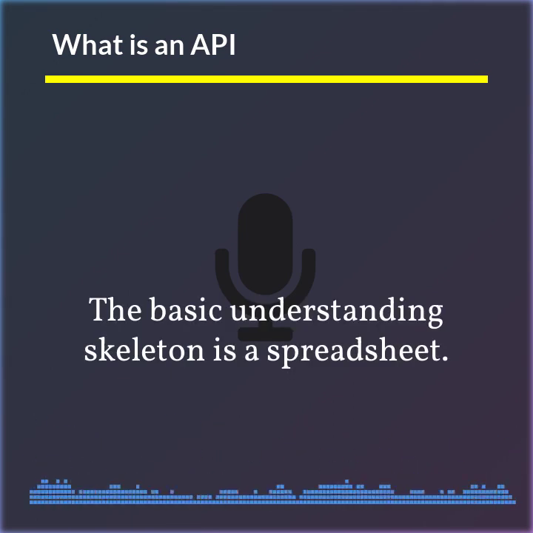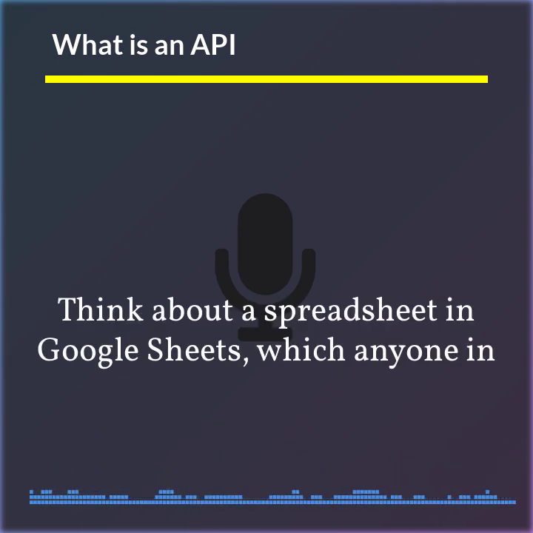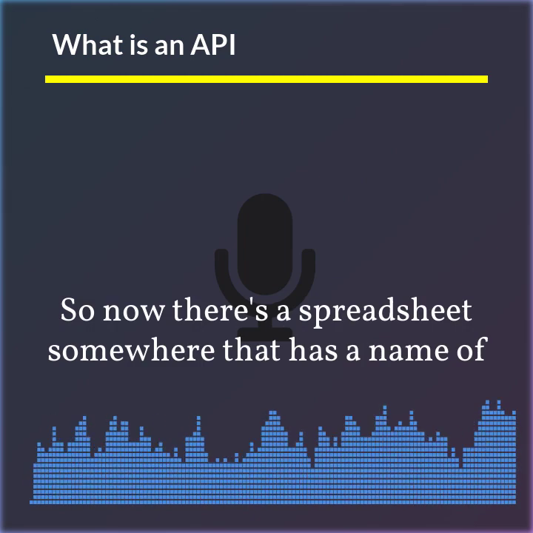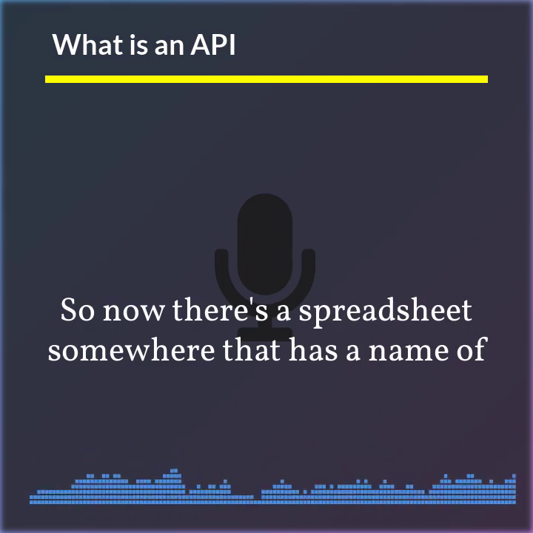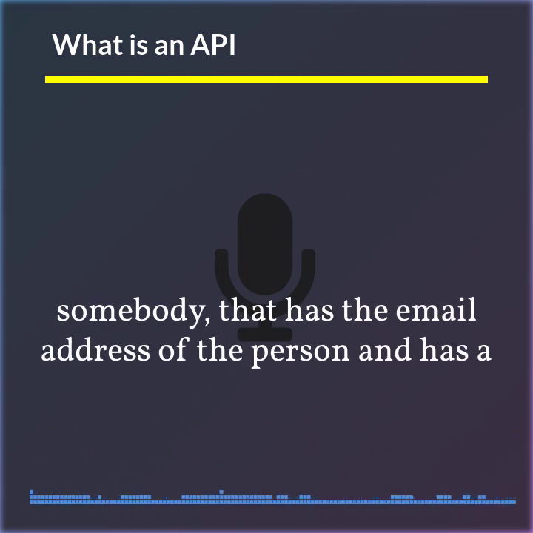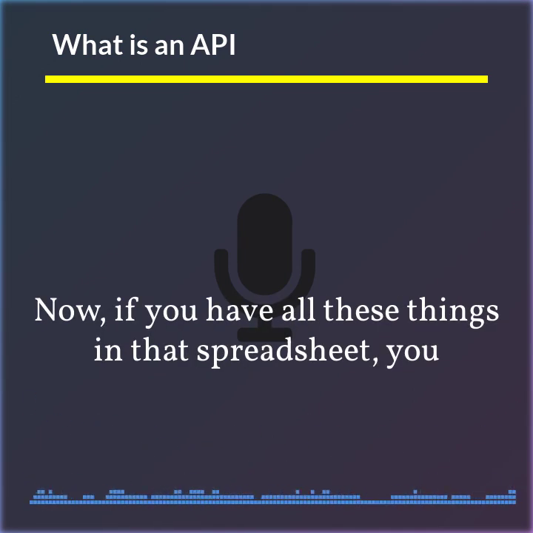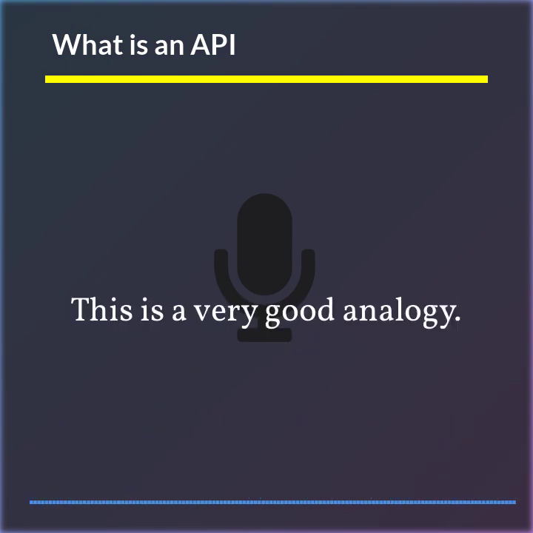But the basic understanding, the skeleton, is a spreadsheet. Think about a spreadsheet, a Google Sheet, whichever one, an Airtable base. Imagine that filled with data. So now there's a spreadsheet somewhere that has the name of somebody, the email address of the person, and probably a location. Now, if you have all these things in that spreadsheet, you have a list of people that have filled your form. This is a very good analogy.